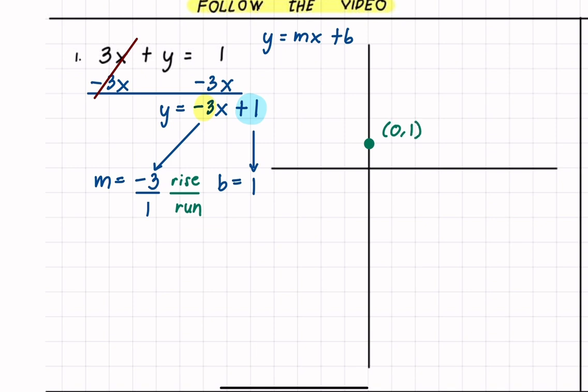Now, we're going to use the rise over run in order to determine the next point. Since rise is negative 3, are we going up or are we going down? Okay, very good. Since this is negative, we're going down 3 units. So we have 1, 2, 3. And since our run is 1, from this point we're going to go to the right 1 unit. So this is the next point.